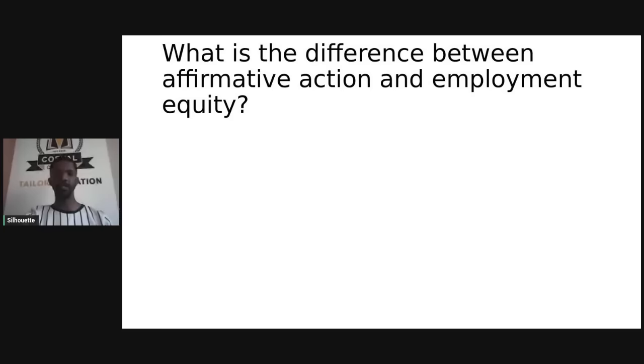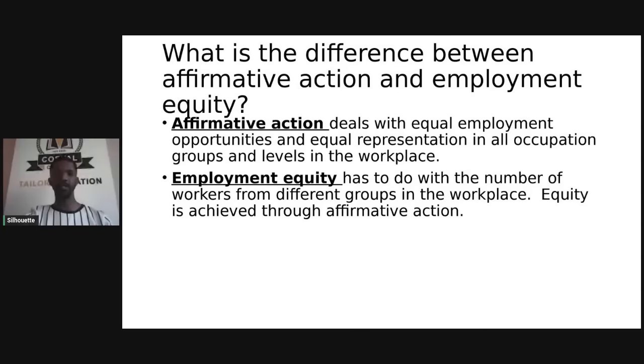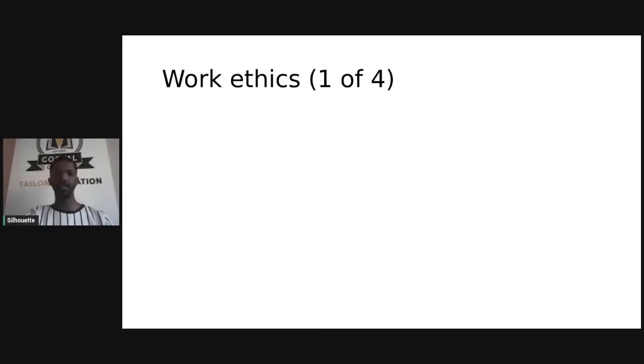Okay. So now the question: what is the difference between affirmative action and employment equity? Affirmative action deals with equal employment opportunities and equal representation in all occupation groups and levels in the workplace, while employment equity has to do with the number of workers from different groups in the workplace. Equity is achieved through affirmative action.